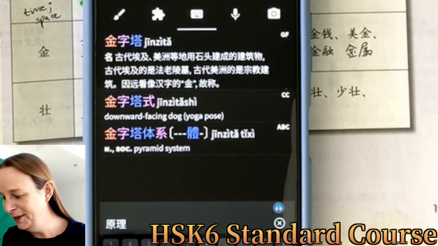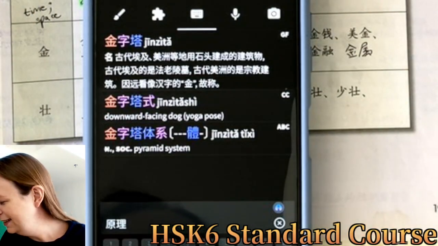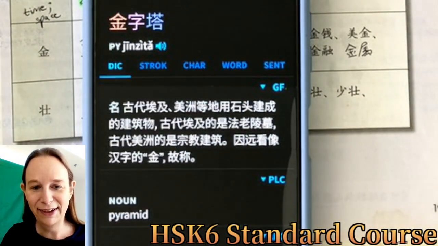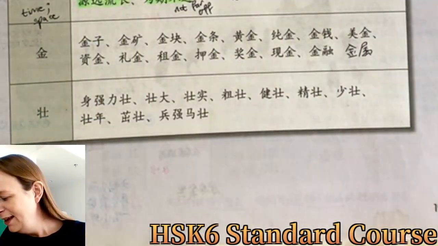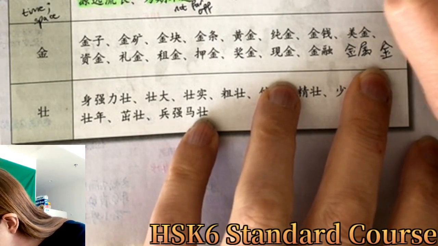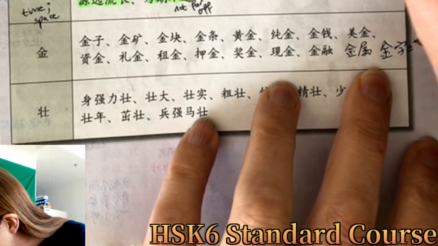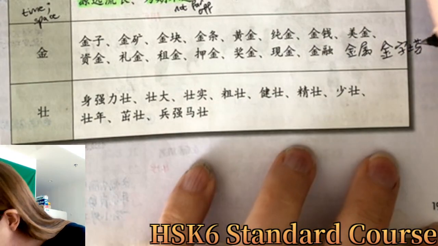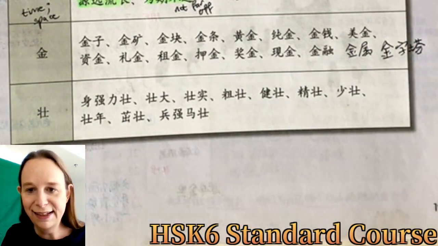Jinzita. This one. It's a different one, isn't it? But you need to know this one as well. This is worth learning. This means pyramid. So, Jin Zi. I'm not sure if I remember how to write it. Oh, yeah, I got it. Jinzita.